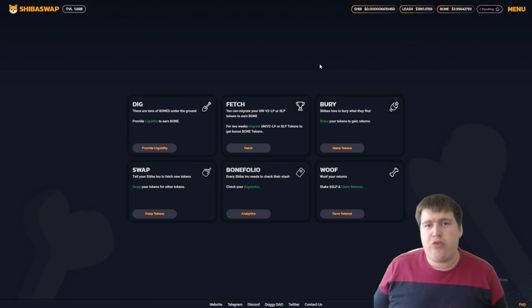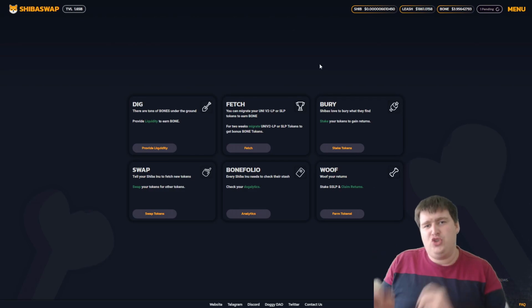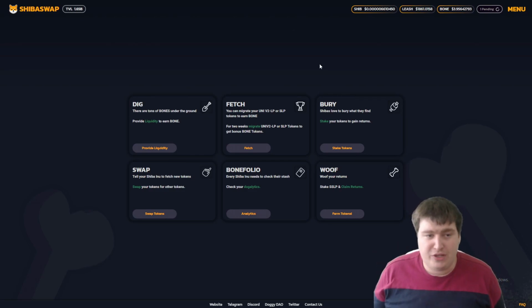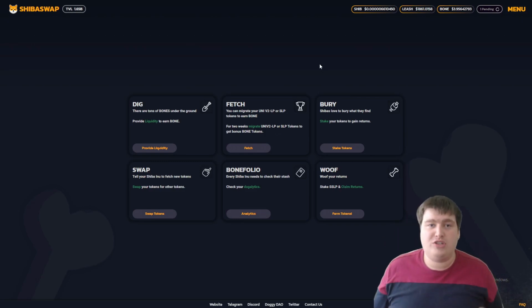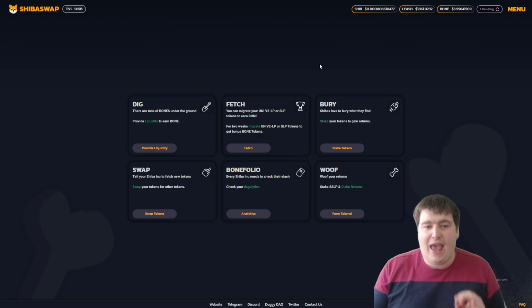Okay, so a lot of you are probably wondering, now that rewards are out, what is the best way to make money through the ShibaSwap exchange? And I'm going to go through all the functions that could possibly make you a good amount of money. Now, it goes without saying everyone should be using the Bone Folio.